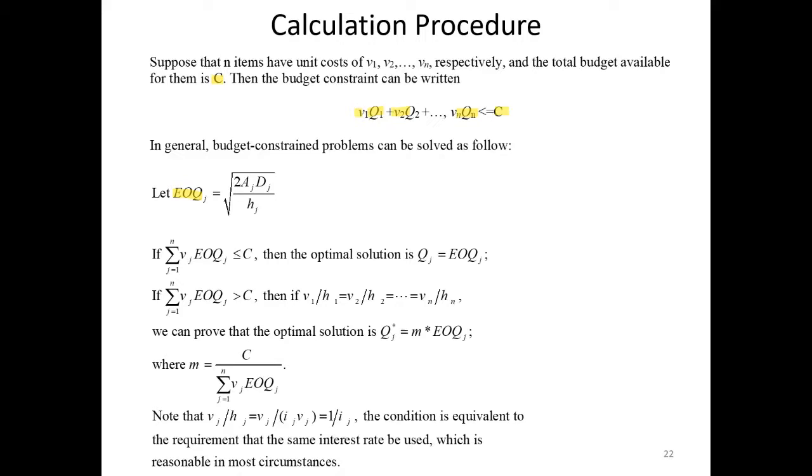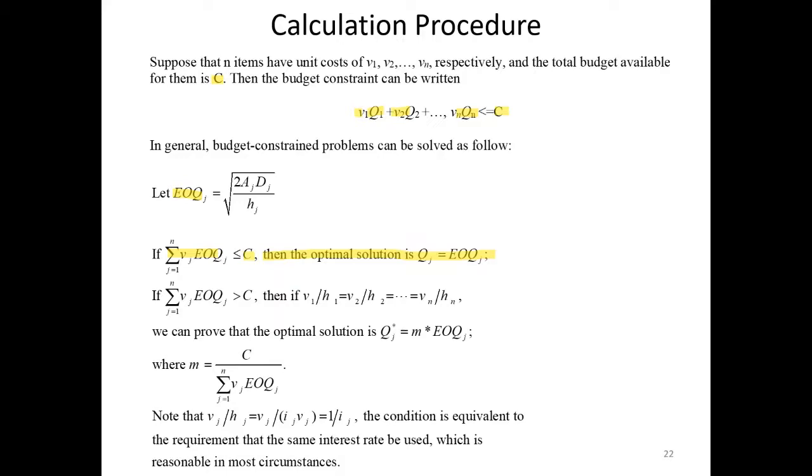Now, if we find out that the left-hand side based on the EOQ values is less than or equal to C, then this means the restriction is not exceeded by the EOQ values calculated, and therefore the EOQ values calculated are going to be the optimal values that we are going to use in our solution.